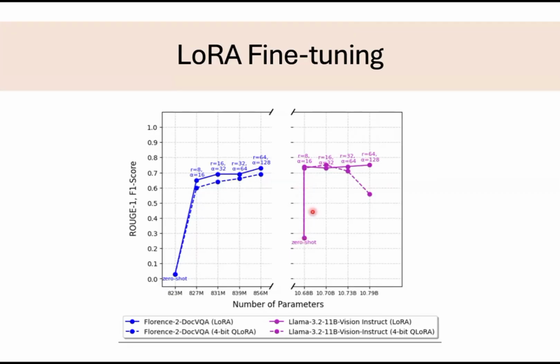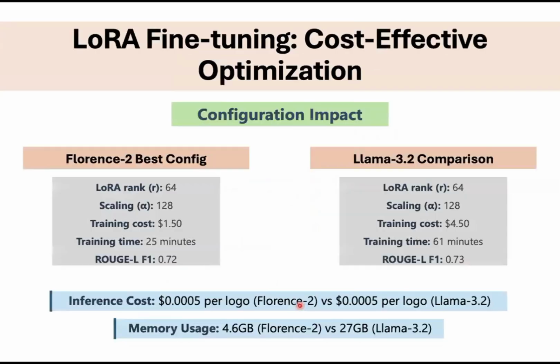On the other hand, on the Llama models, it definitely improved the zero shot, but it didn't improve much after increasing the rank and scaling factor. And when quantized, it actually decreased the performance of the bigger Llama model. So you can see that the difference in the number of available parameters is very small in Florence 2 when compared to the Llama model, making it suitable for production use case.